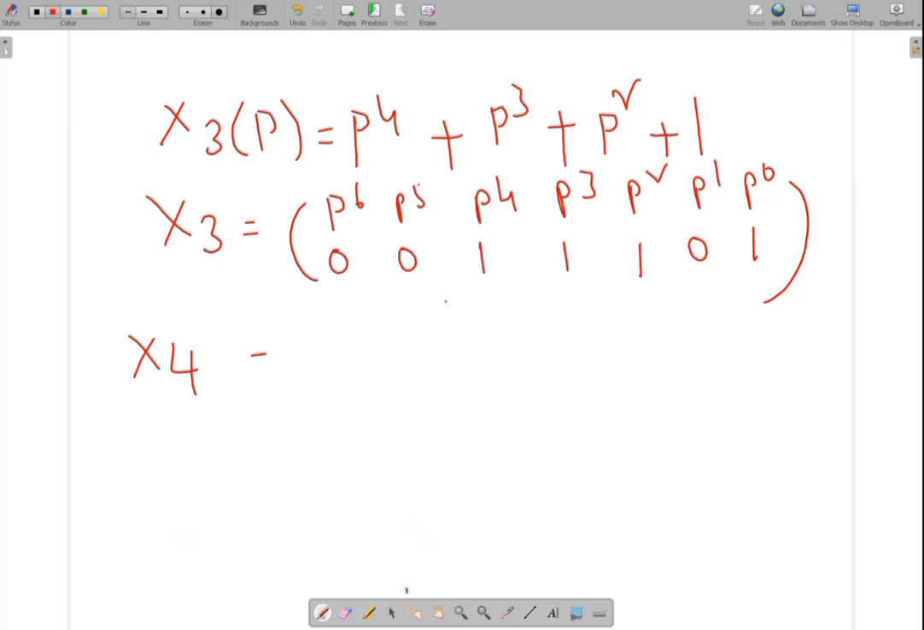X4 means, not X4. Next, I will concentrate on X4 determination. Here, M4 is equal to 1, 2, 4, 8, 0, 1, 0, 0.